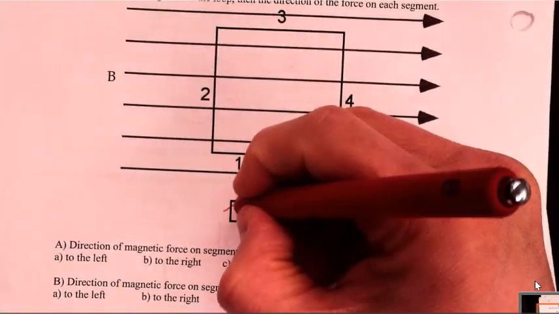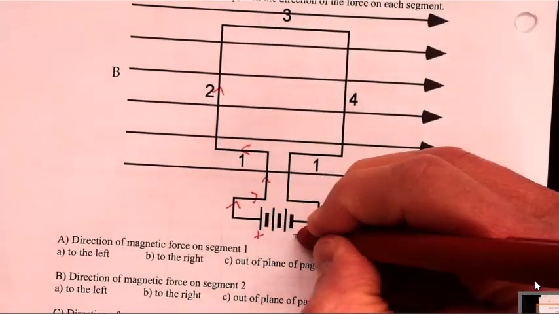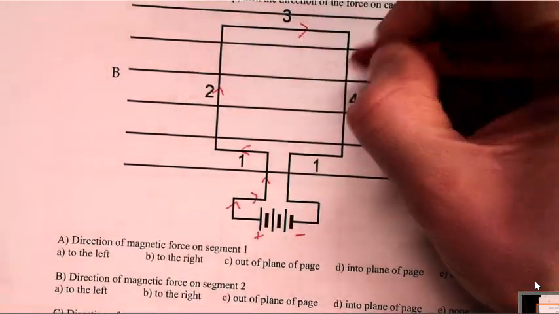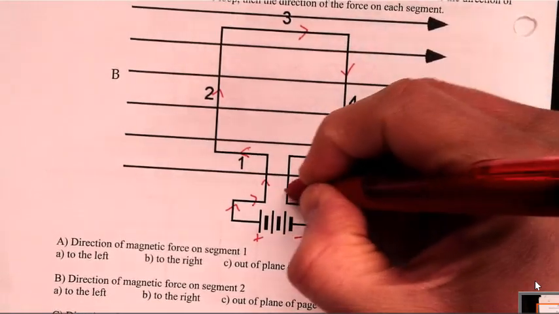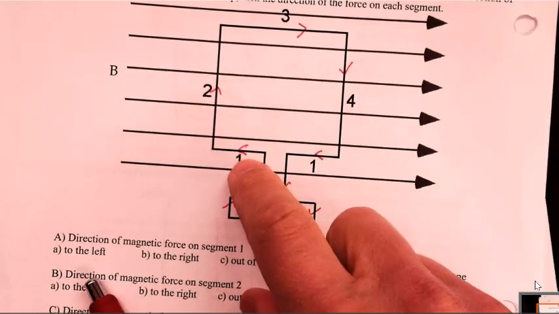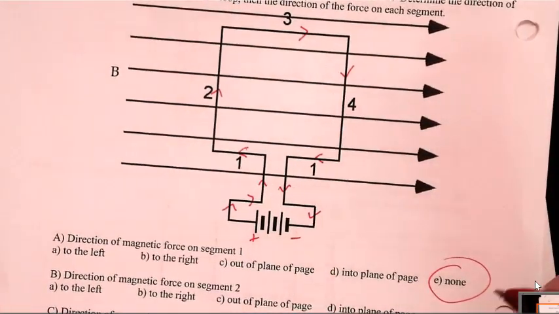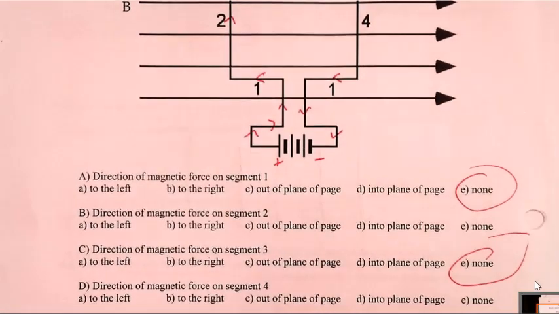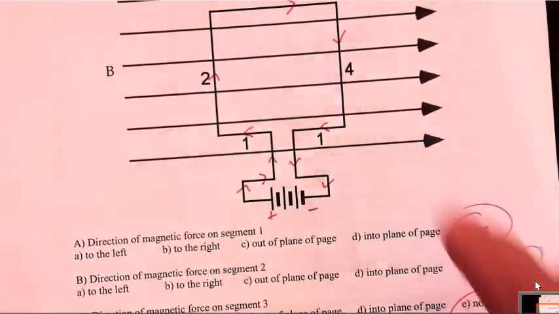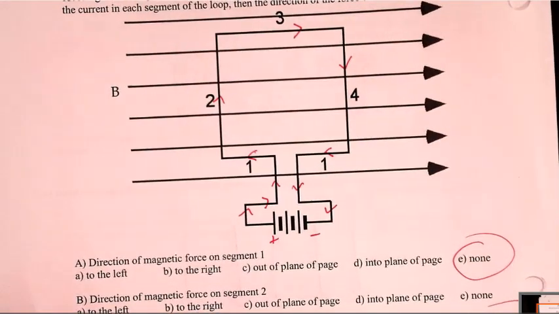Okay. On segment 1, so current goes this direction. I'm just going to draw it just for simplicity. Current goes from positive to negative part of the battery. Okay. And so for segment 1, notice the current and the magnetic field are parallel to each other. No force. And the same thing is true for 3. No force. The current and the magnetic field are in the same direction. They have to be perpendicular in order for there to be a magnetic force.